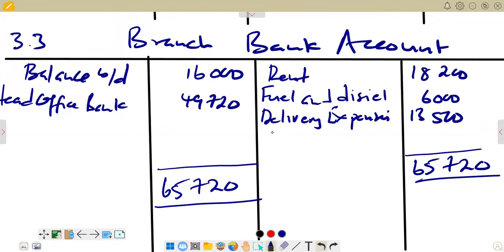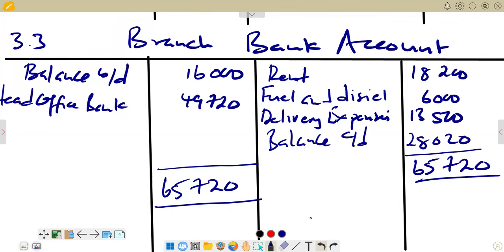That's why we've got the smallest total. So it becomes our balance CD. Balance CD. So we are saying 65,720 minus 30,500 minus 6,000 minus 18,200. You get your balancing figure here, which is 28,020.